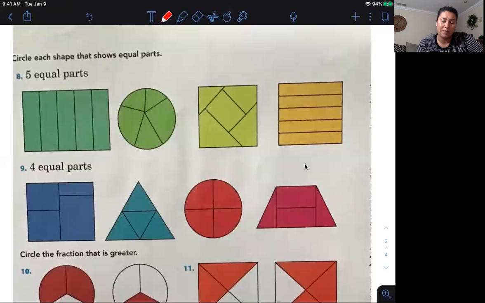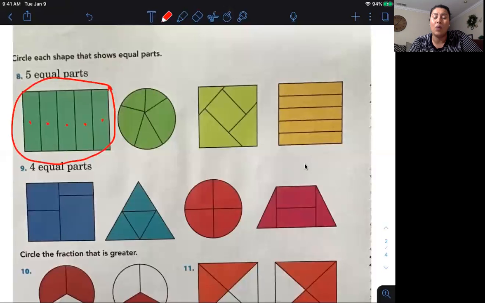Here we go. Let's look at the first one. Is that 5 equal parts? 1, 2, 3, 4, 5. Yes, let's circle it. If I broke that, it reminds me of a Kit Kat, right? If you break the Kit Kat, everybody's going to have the same piece.